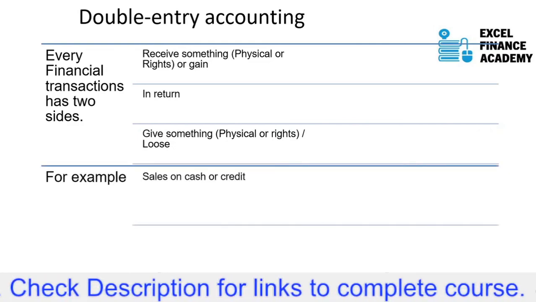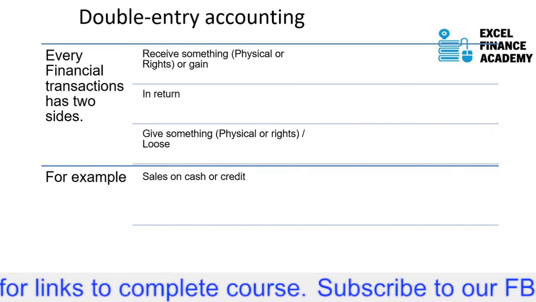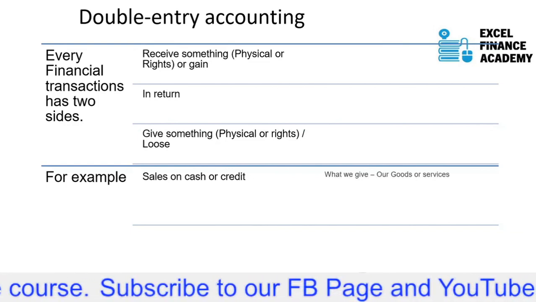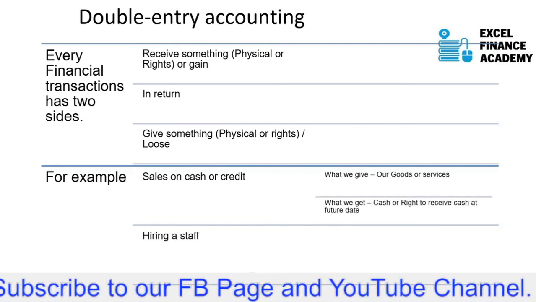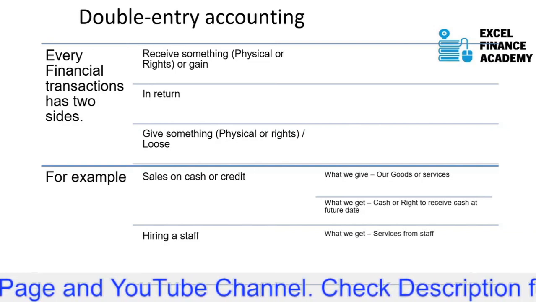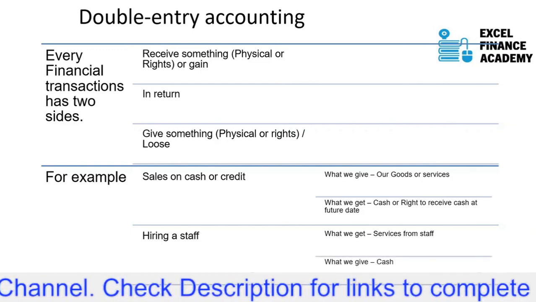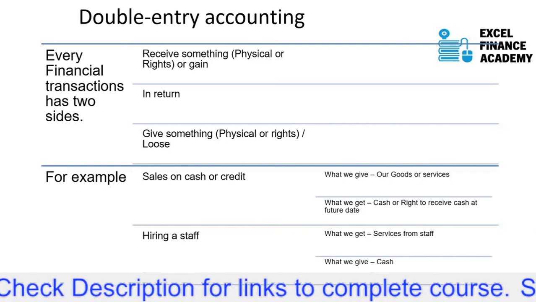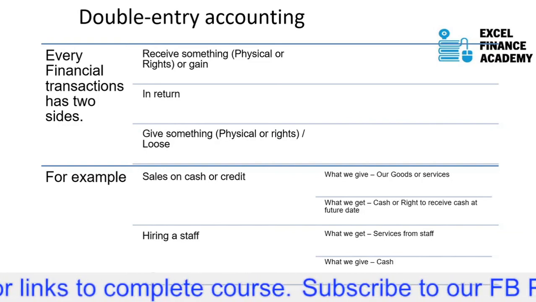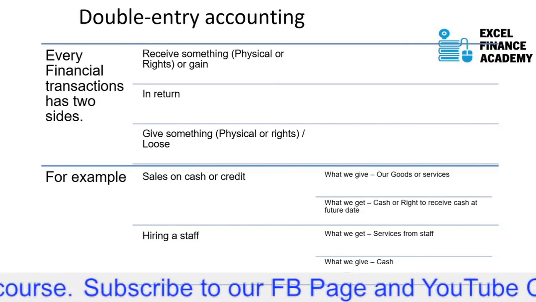For example, sales: either we can sell in cash or we can sell on credit. How we are going to record it, we will look at in the next slide, but for now just understand there are two types of transactions. What we give is our goods and what we get is cash, or a right to receive cash in the future. Hiring a staff, what do we get? Services from the staff, valued equal to the salary that we are paying, correct? In real life, the staff is giving much more value to the business than what you are paying, right? But you cannot record that extra. You can record only up to the level of the salary that you are paying.